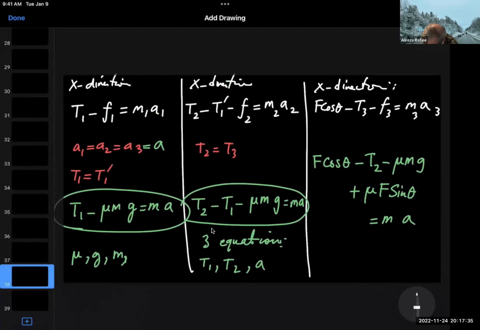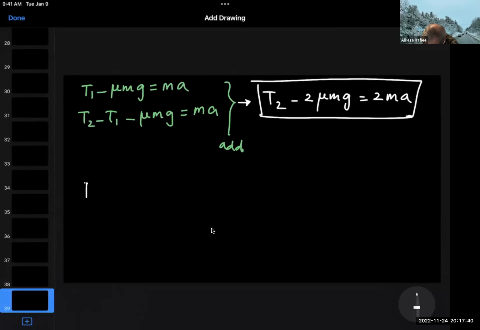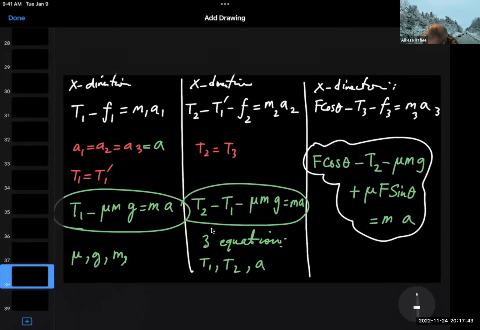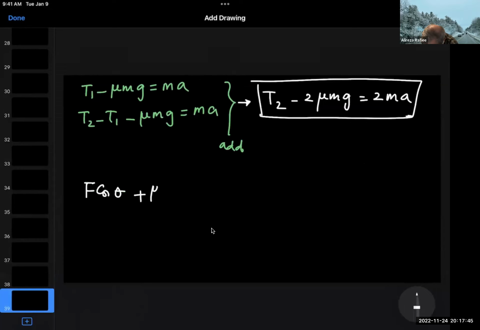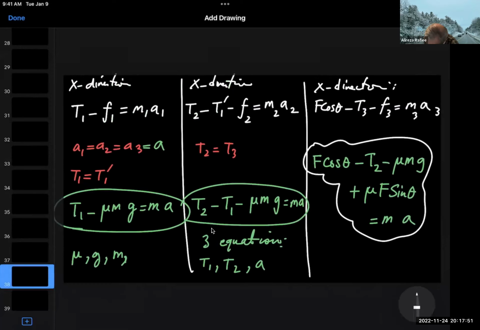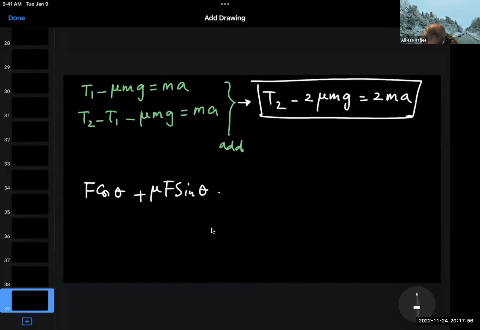And now I have this equation. Okay, so let me just write it down. So I have f cosine of theta plus mu f sine of theta minus T2 minus mu mg equal to ma. I can calculate T2 from here. I can say T2 is equal to 2ma plus 2 mu mg.